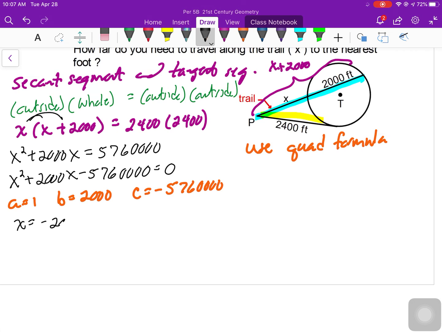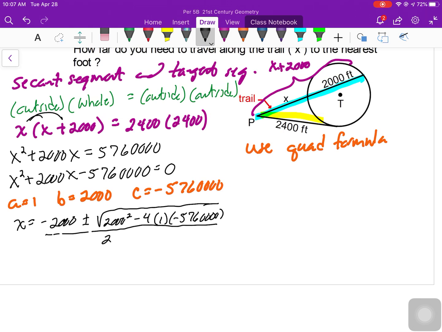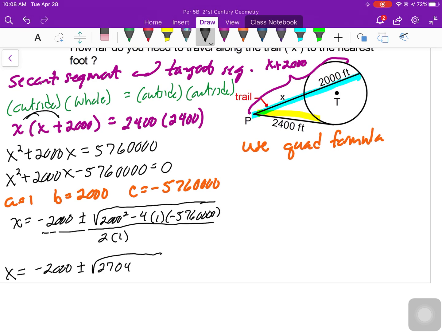When I put the numbers into the quadratic formula, I will have x equals negative 2,000 plus or minus the square root of 2,000 squared minus 4 times 1 times negative 5,760,000, all divided by 2 times the a. Working out what's beneath that square root sign, I'll have negative 2,000 plus or minus the square root of 27,040,000, and all of that's divided by 2.